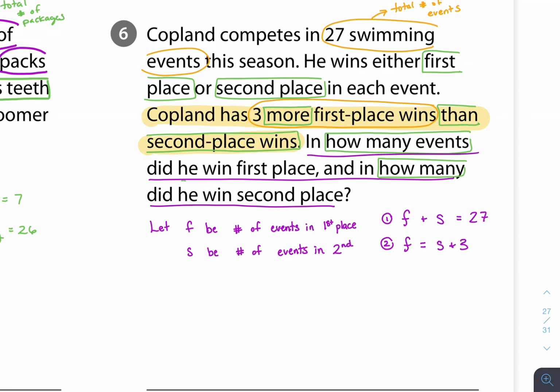That makes sense. So now you can solve this system of equations, and you actually can solve it rather simply by using substitution. And I'm going to leave that to you to figure out.